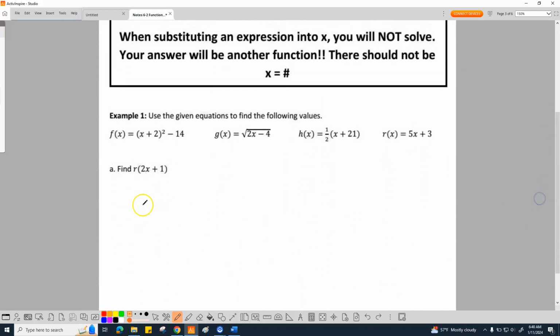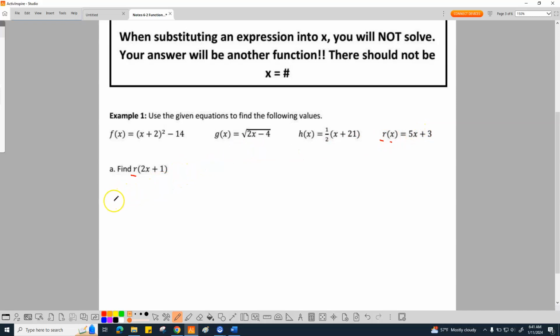So, A, this is saying find r of 2x plus 1. Oh my God, mister, I'm so lost. I don't understand what I'm doing. Don't freak out. It's just instructions. It's saying go find r. All right, there's r right there. And now notice this x right here where it says r of x? Yes. And there's an x right here. We're going to replace those things.